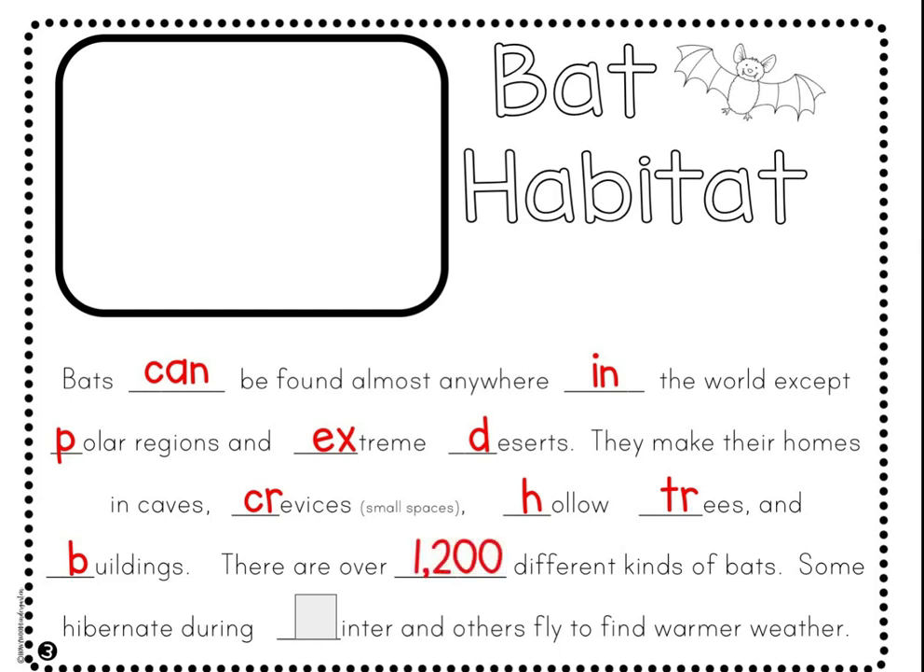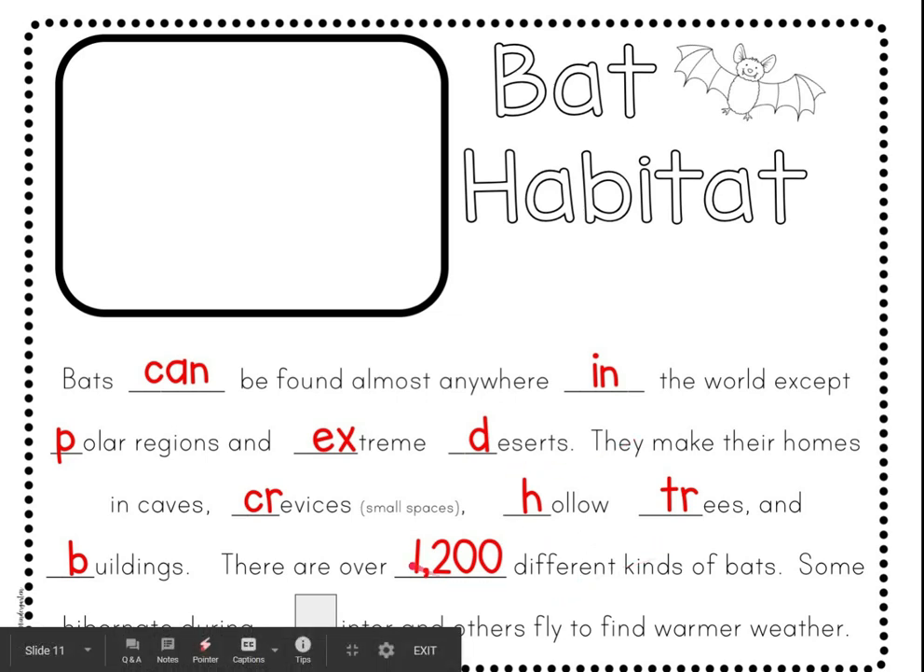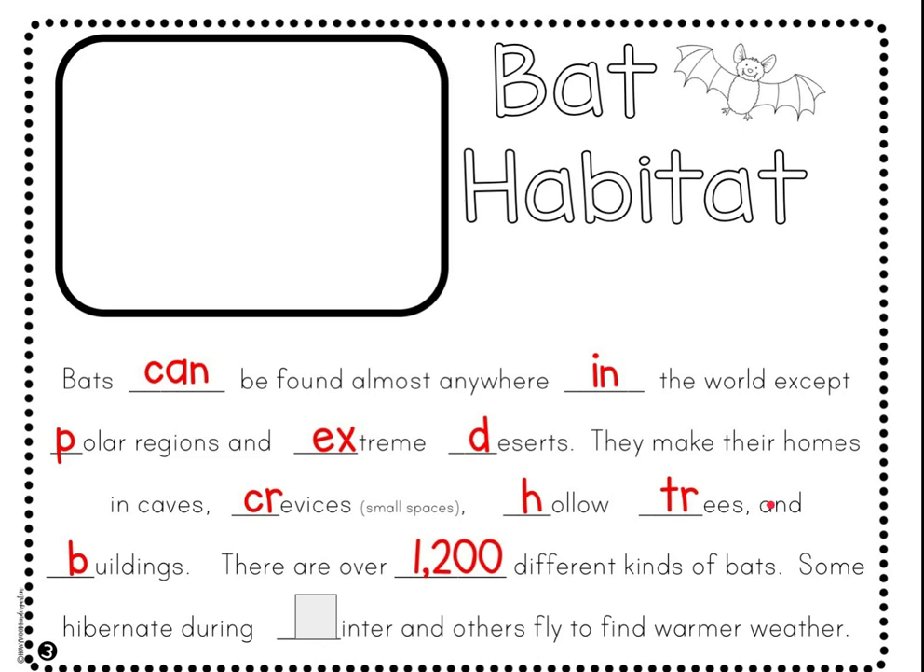There are over 1,200 different kinds of bats. That's a lot. For this fill-in, we'll write this number 1, comma, 200. We read that number 1,200. That's a lot of different kinds of bats.